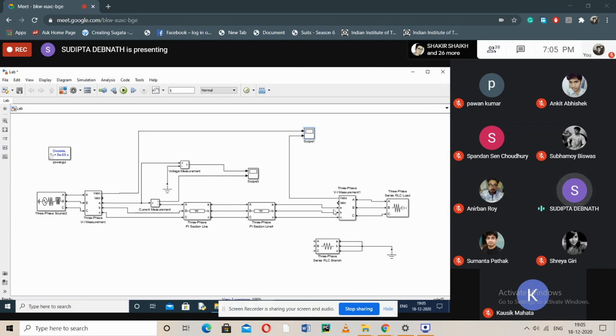Now the next two readings, third and fourth, we have considered lightly loaded conditions: one 500 megawatt, another 300 megawatt. At 500 megawatt, the receiving end voltage becomes more than the sending end voltage. That means Ferranti effect is observed. And at still less load, the receiving end voltage is still higher. Okay, so Ferranti effect is observed.